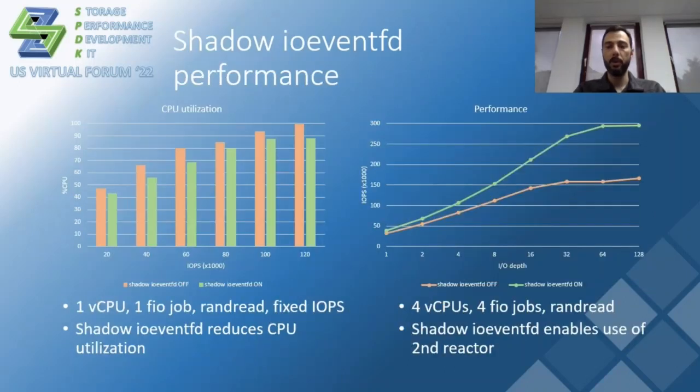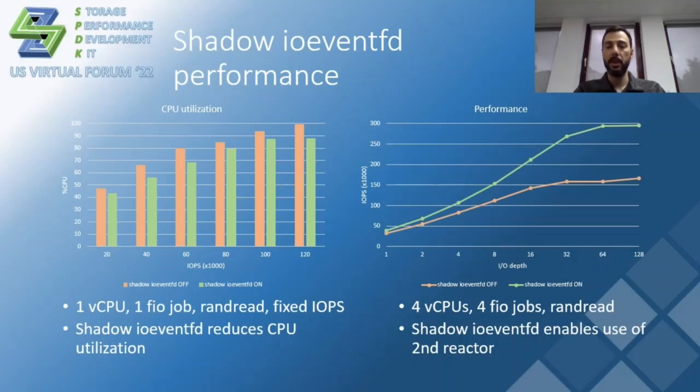Now, let's see how shadow ioregionfd helps to improve performance and CPU efficiency. In the left graph, we compare CPU utilization using FIO with and without shadow ioregionfd. By keeping the number of IOPS fixed, we see that shadow ioregionfd consumes 5 to 10% less CPU.